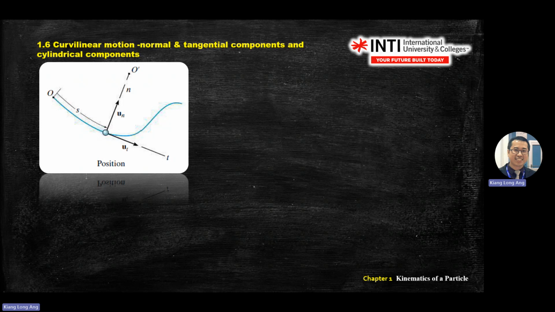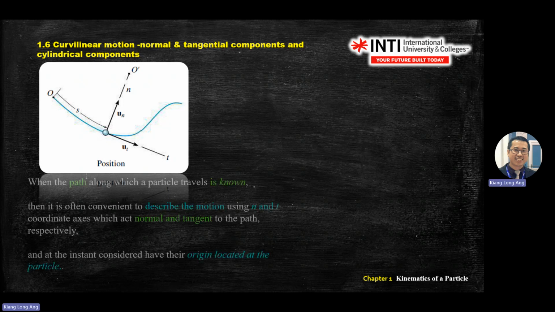Basically you just use your ruler to draw these two axes, tangent T and normal N pointing to the center of the curve. And we start to label the direction for T and direction for N. In vector form, we'll use UT and UN, tangent and normal.